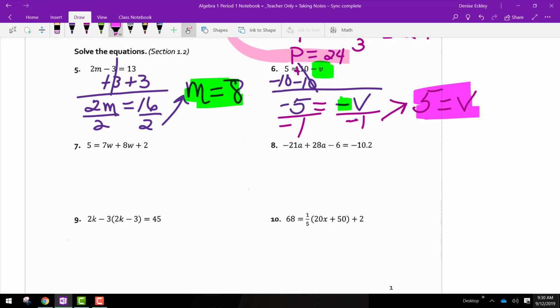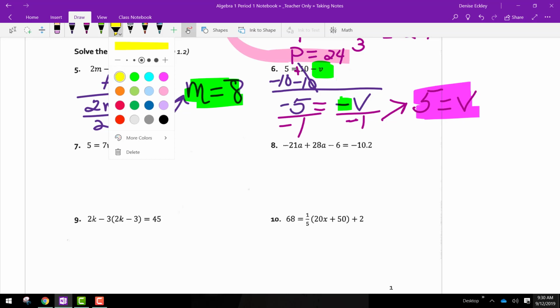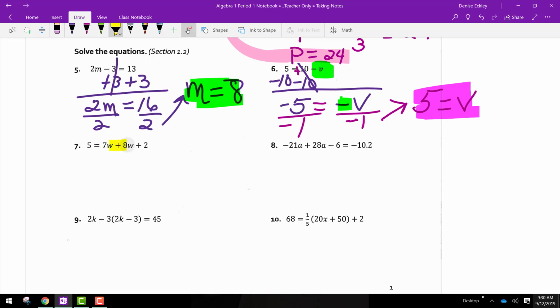Okay, so number 7, we have a different situation here. What we have here is we have 2 variable terms. So we have like terms that we have to put together first before we can isolate the variable. So we're going to have 5 equals 15w plus 2.